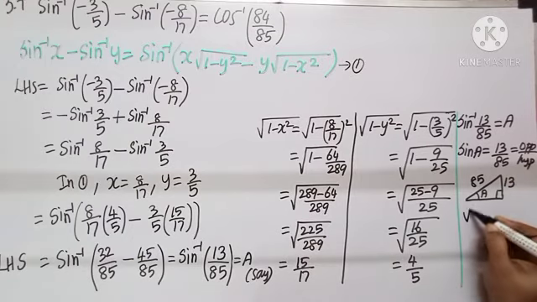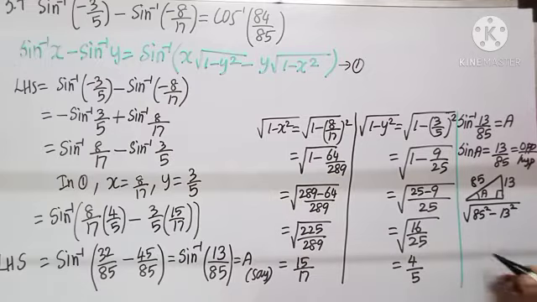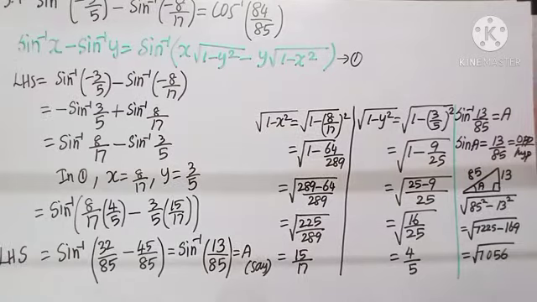So what is adjacent side? Root of 85 square minus 13 square. Or I get root of 85 square 7225 minus 13 square 169. So we get root of 7056 and it is 84. Once I know adjacent side is 84, what is cos A? It is 84 by 85.